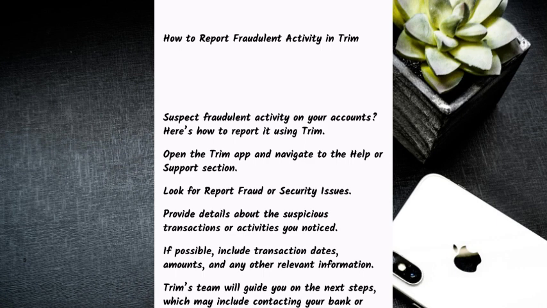First, open the Trim app and navigate to the Help or Support section. Look for Report Frauds or Security Issues. There, you're going to need to provide details about the suspicious transactions or activity that you noticed. If possible, include transaction dates, amounts, and any other relevant information that you have.